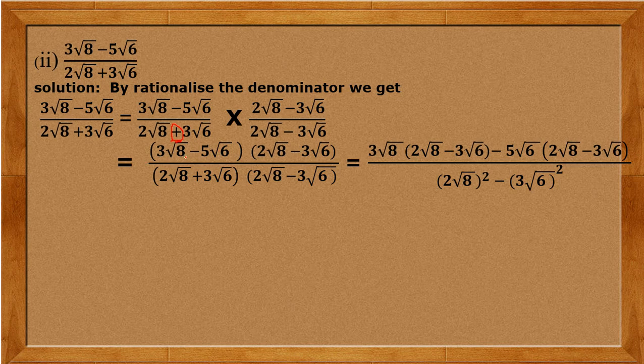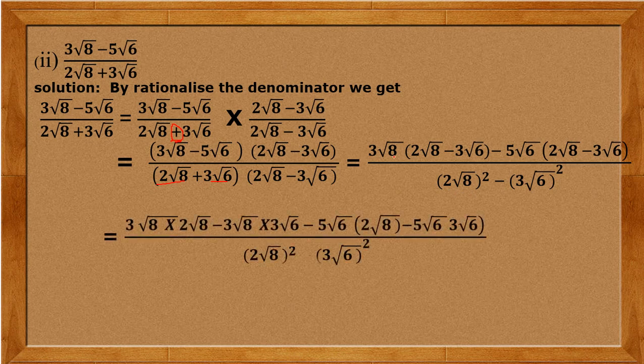Then, as we know how to multiply these expressions, the first term is multiplied by the whole quantity of the second bracket, and the second term is multiplied with the whole quantity of the second bracket. So 3 root 8 multiplied by 2 root 8 minus 3 root 6, minus 5 root 6 multiplied by 2 root 8 minus 3 root 6, upon, here again it is a plus b into a minus b. So we get a minus b into a plus b as a square minus b square, where a is 2 root 8 and b is 3 root 6. So a square minus b square.